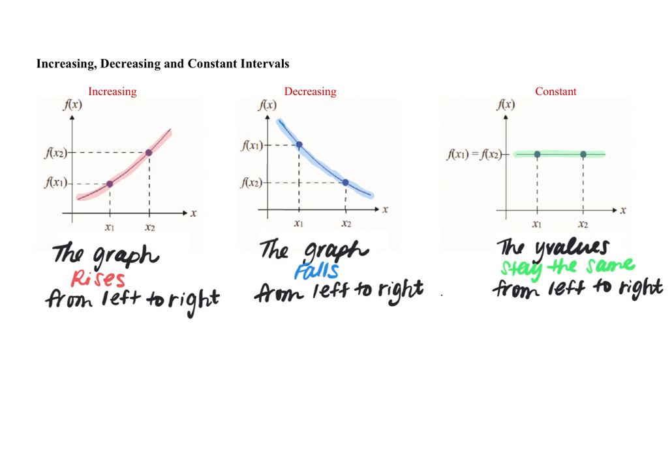So again, just to summarize, increasing graphs, those are when you're walking uphill. Decreasing graphs, you're walking downhill. Constant graphs, you're walking on flat road.